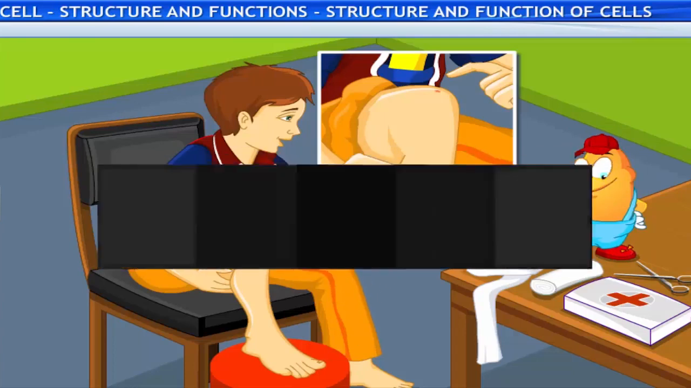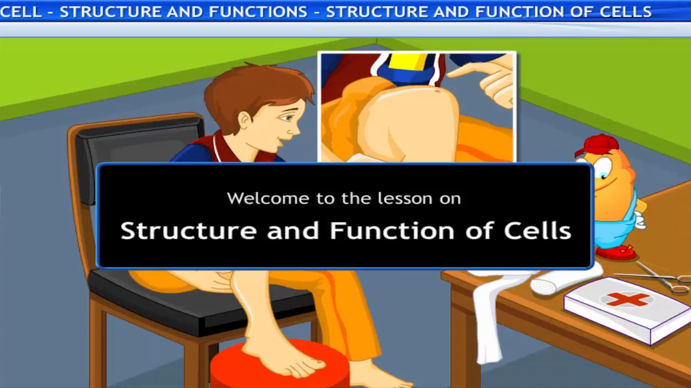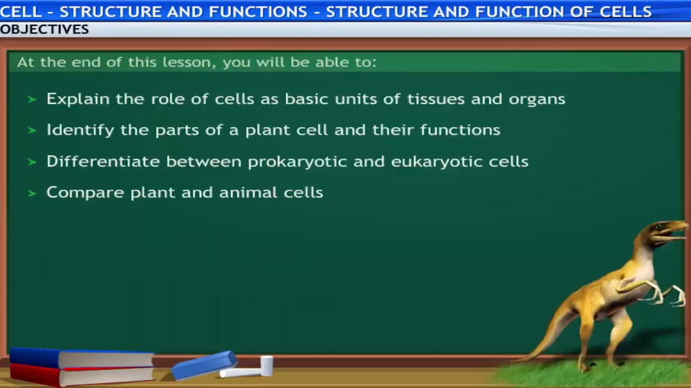Welcome to the lesson on structure and function of cells. At the end of this lesson, you will be able to explain the role of cells as basic units of tissues and organs, identify the parts of a plant cell and their functions, differentiate between prokaryotic and eukaryotic cells, and compare plant and animal cells.